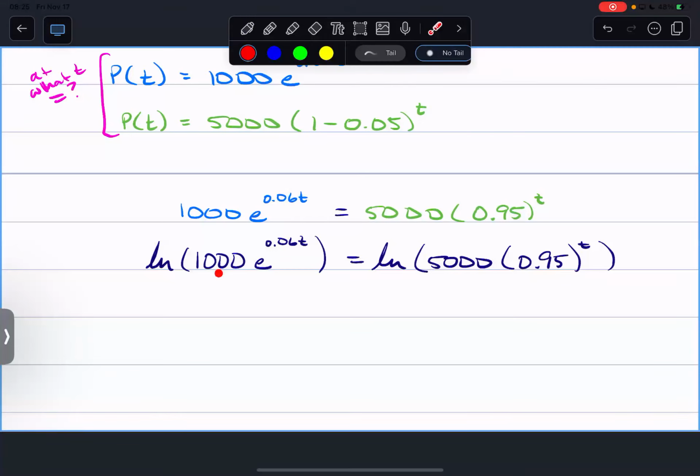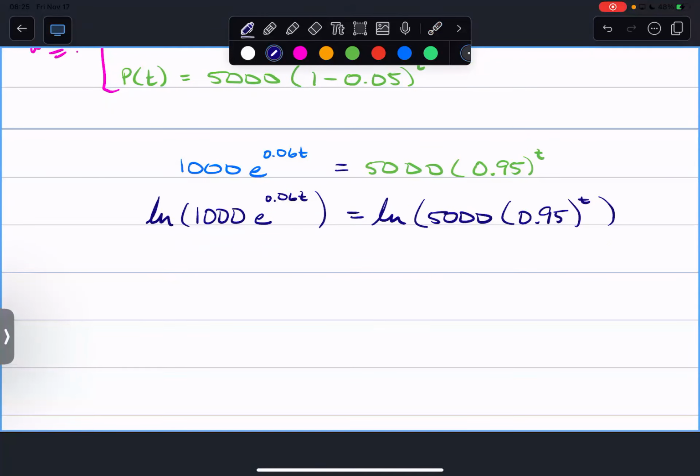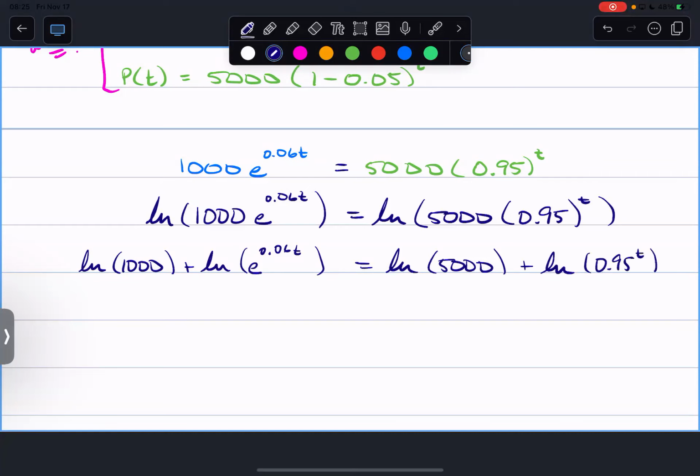So now what I'm gonna do is split these up using those log laws, right? I'm multiplying inside, which means I can split these up and get this e to the 0.06 t on its own and 0.95 to the power of t on its own. So then I'm gonna have the log of 1000 plus the natural log of e to the 0.06 t is the natural log of 5000 plus the natural log of 0.95 to the power of t.